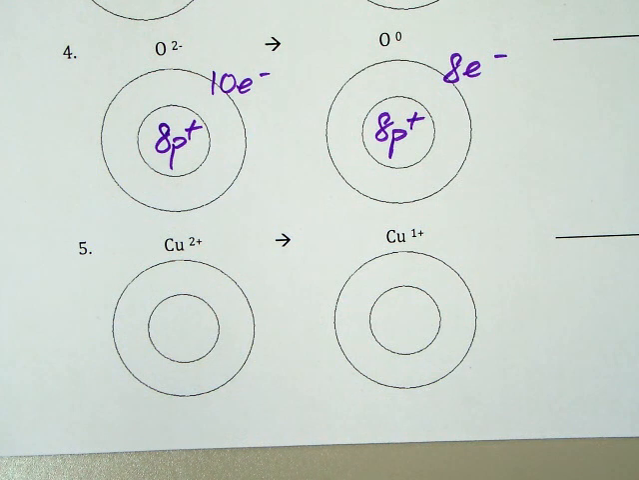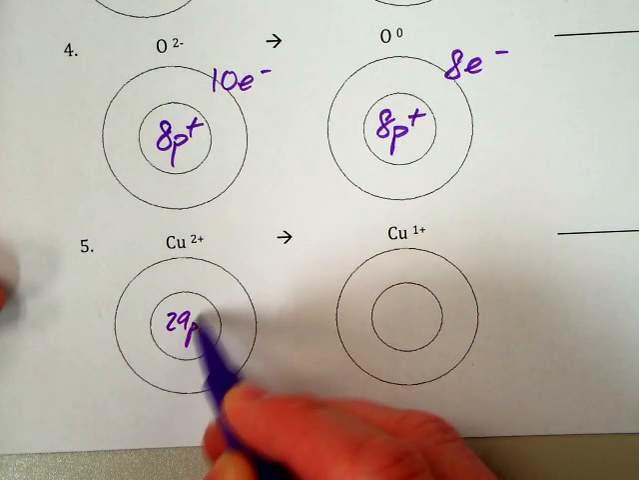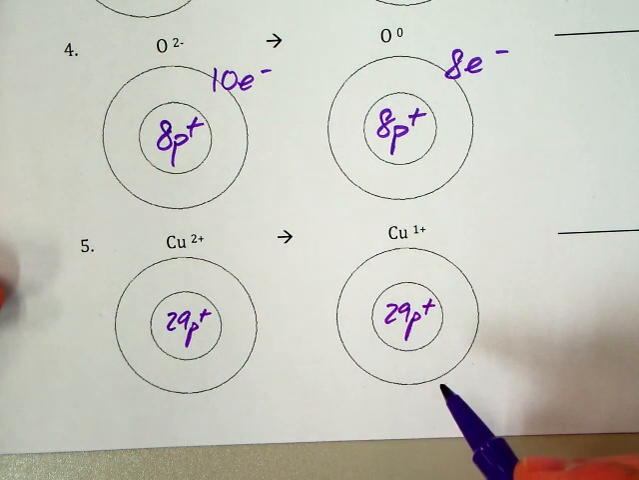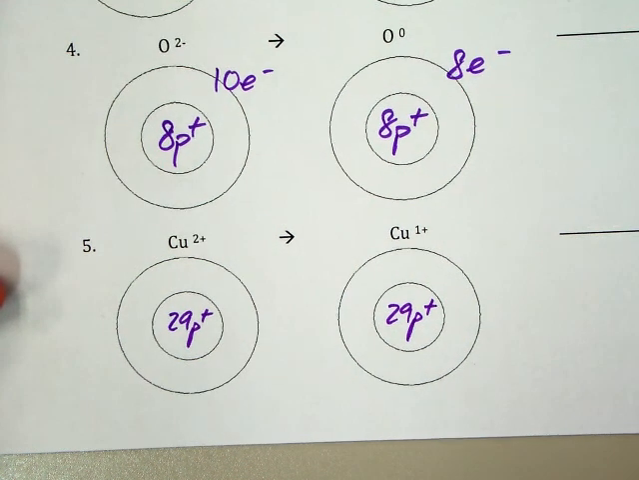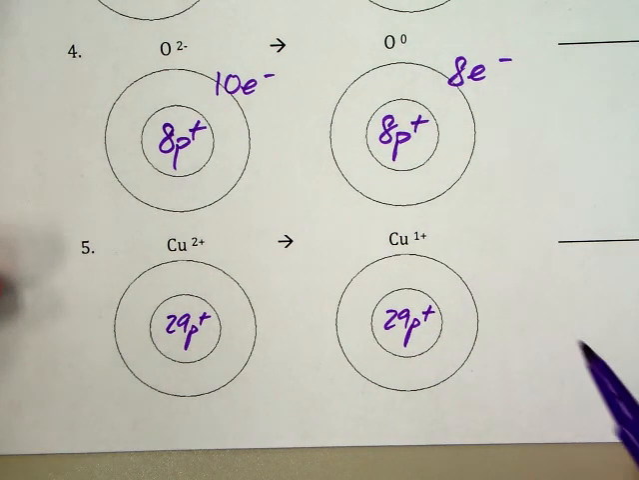All right. So now with copper, copper is going to be atomic number 29. Okay. So copper, we're going to write 29 protons in each. And this time we don't have an atom here, so that definitely makes it a little bit trickier.